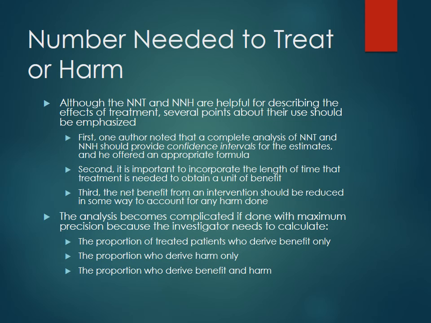And it becomes a lot more complicated if you're looking for maximum precision, because you have to start calculating things like the proportion of treated patients who would only have benefit from the intervention, those that would only derive harm, right? Because we know that some people will be non-responders and may have adverse effects, and then those who will get both, right? Because we know some people can tolerate some degree of adverse effects, as long as they're getting some additional benefit from that. So it gets a little bit more complicated than just a simple number needed to treat or harm, but that's kind of the basics of it.